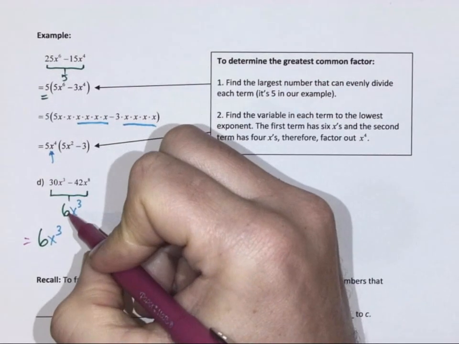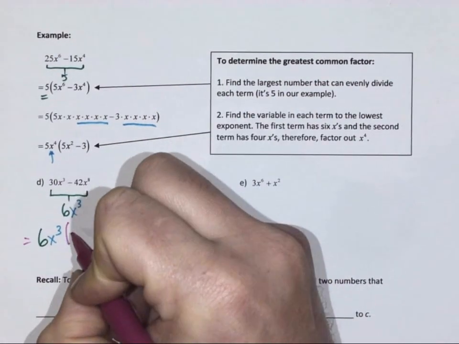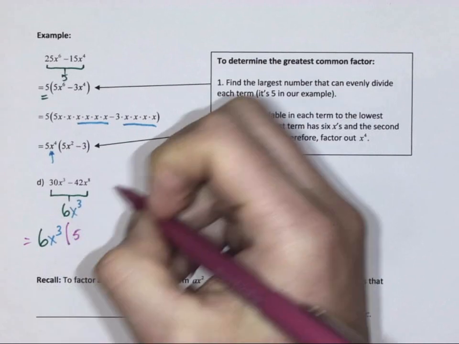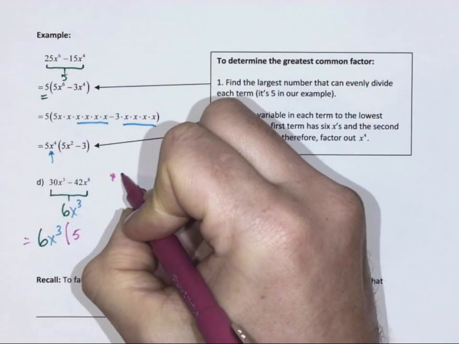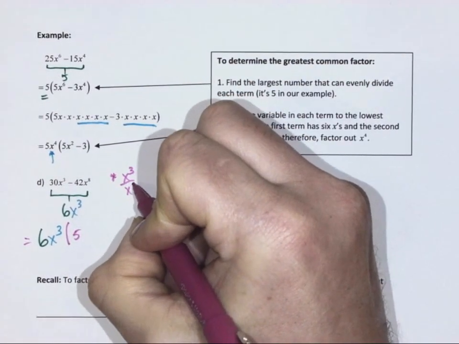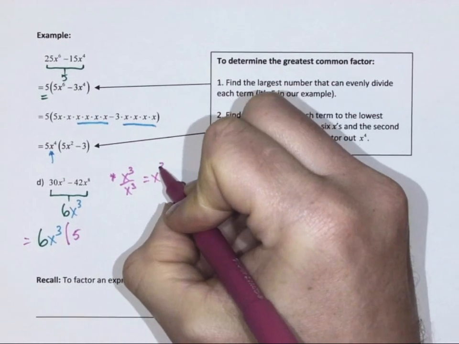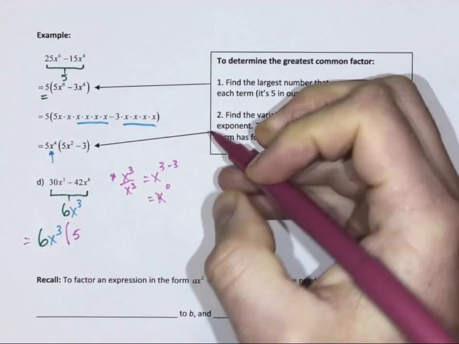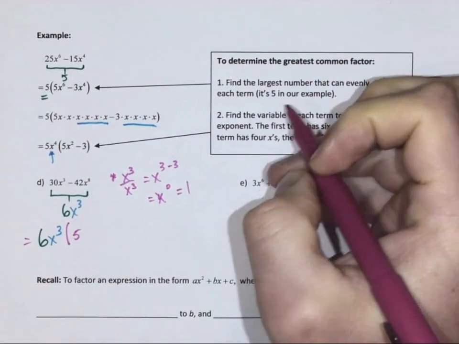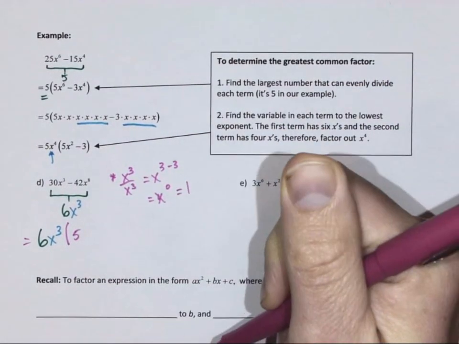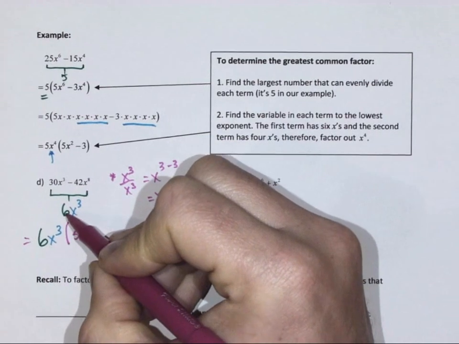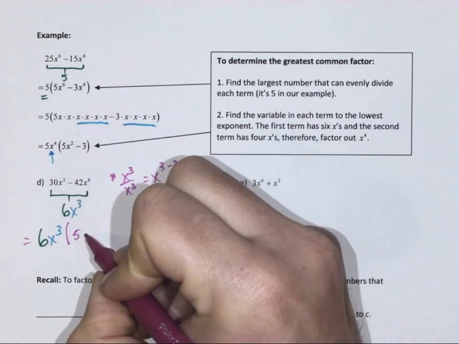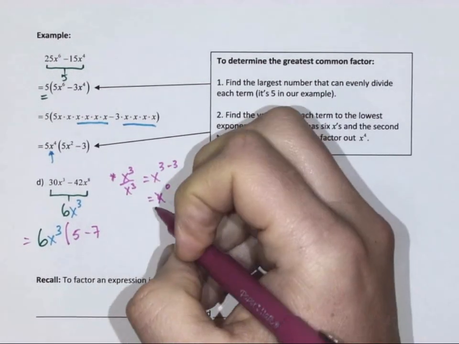Now 30 divided by 6 gives me 5. X exponent 3 divided by x exponent 3, remembering that x exponent 3 divided by x exponent 3 really means 3 minus 3, which is x exponent 0. Anything exponent 0 is equal to 1. So 5 times 1 is 5. 42 divided by 6 is 7, and it's a negative. So negative 42 divided by 6 is negative 7.